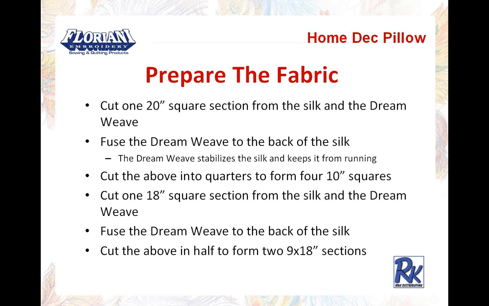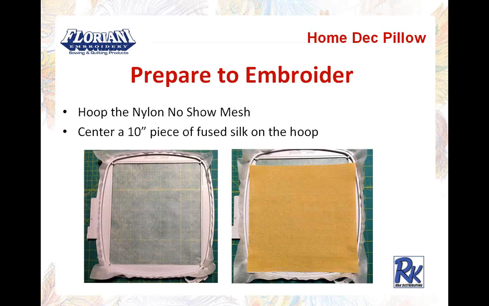We're going to repeat that process basically one more time, but this time we're going to cut an 18-inch square section from the silk and the Dreamweave, fuse them together like before, but this time we're going to cut it into just 2 sections. So just cut it in half to form 2 9 by 18-inch sections, and that's going to become the back of our pillow. So we're going to get ready to embroider now. First thing to do is hoop up the nylon no-show mesh, get it nice and tight in the hoop.